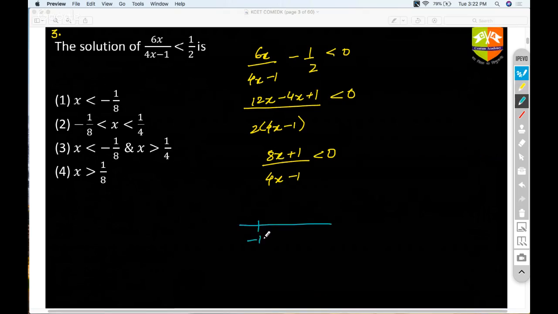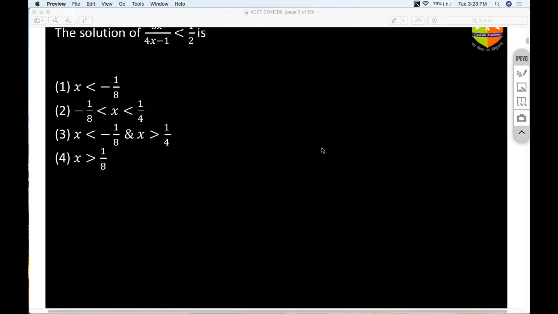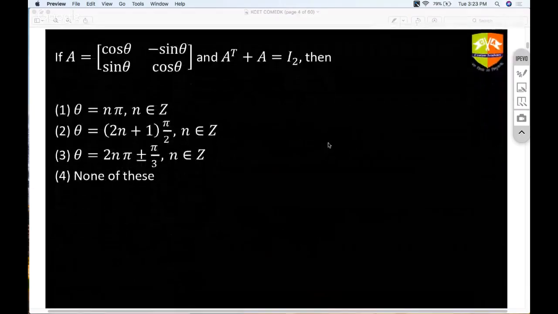If you plot this on the real number line, you get minus 1/8 and 1/4. So according to the wavy curve sign scheme, this will be plus, minus, plus. For your answer to be negative, it has to be in this interval. So it has to be minus 1/8 to 1/4, exclusive of minus 1/8 and 1/4. So option number 2 is correct. I think Saundarya was the first one to get this correct. Well done. Good. So without much waste of time, I'll take you to the fourth question for the day.